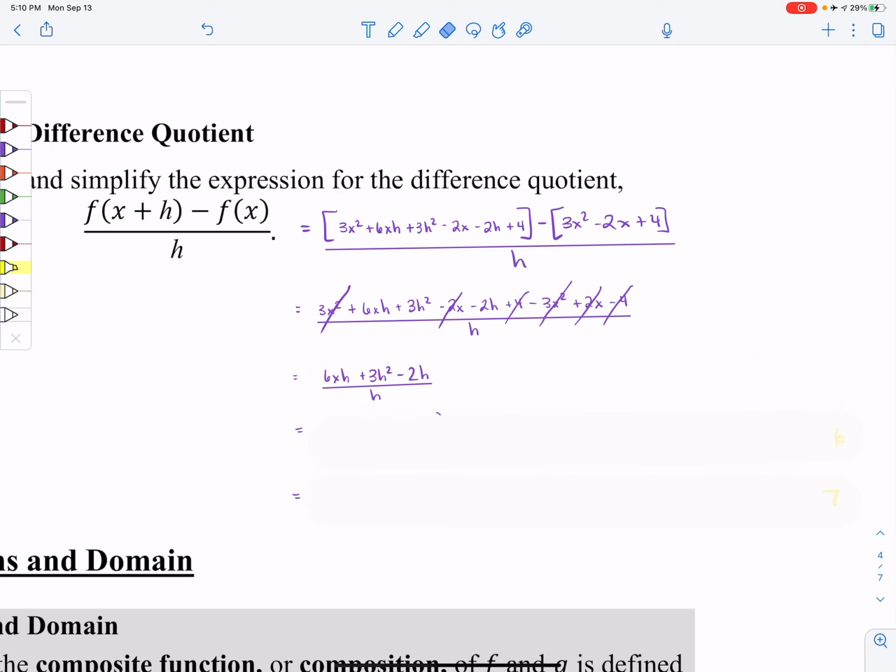Now I want you to notice something. In the leftovers, all three of the terms on top have an h in them. So I have a GCF of h. So I'm going to factor the h out of each of those three terms. And once I do that, then I can cancel the h on top and the h on bottom, so that now all that's left over is 6x plus 3h minus 2.